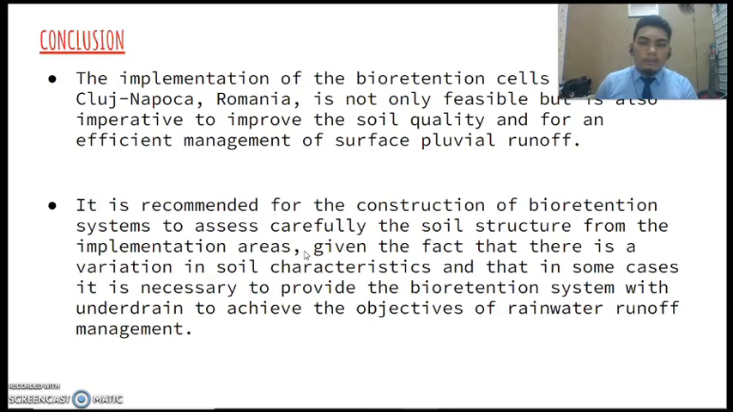So after the analysis, after the result, it is recommended for the construction of a bioretention system to assess carefully the soil structure from the implementation area. Given the fact that there is a variation in soil characteristics, in some cases it is necessary to provide the bioretention system with an underdrain to achieve the objective of rainwater runoff management. So that's all for the topic about case studies.